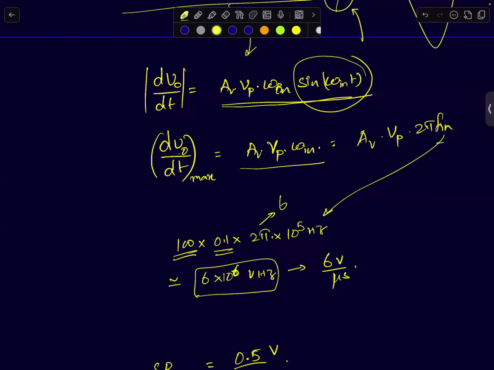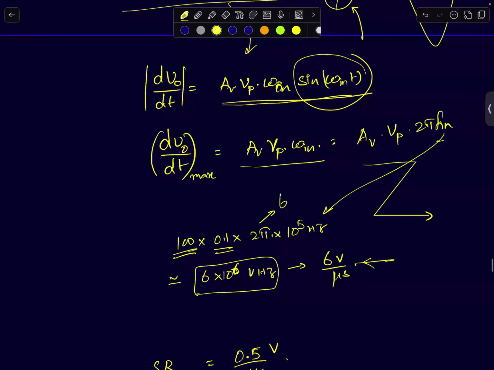Or I can express this as 6 volts per microsecond, which means if you advance by 1 microsecond on the time axis, the sinusoid's output can change by a maximum of 6 volts. If you move by 1 microsecond, the delta V, the change on the y-axis or the output voltage, will be 6 volts. This is the maximum slope of a sinusoid.